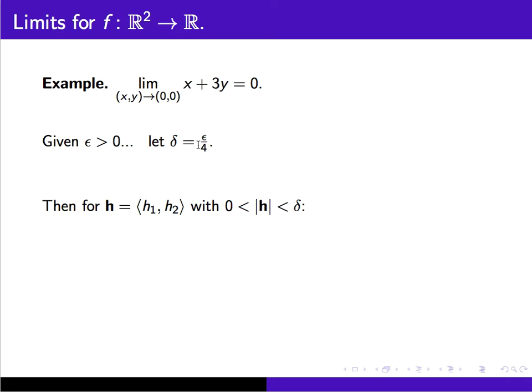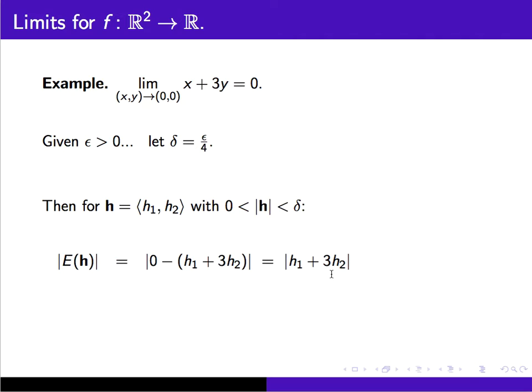Let's take our displacement vector h = (h1, h2). That's our displacement from the origin (0,0), and we'll assume that its distance to the origin is less than this number delta that we wrote down. So what's our error? We look at the limit we're after, 0, minus the value of the function evaluated at the origin displaced by (h1, h2). We're just plugging in h1 and h2 for x and y. That becomes h1 plus 3h2.